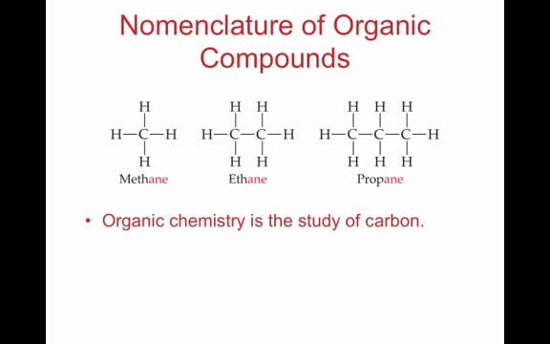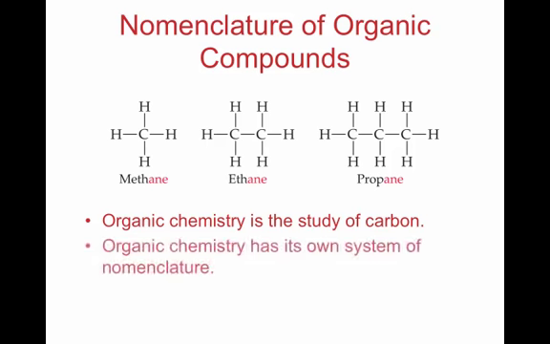Organic compounds are those that contain carbon and hydrogen, often in combination with other elements. Compounds containing only carbon and hydrogen are referred to as hydrocarbons. Imagine that. Organic chemistry has its own system of nomenclature. It's a little bit different.